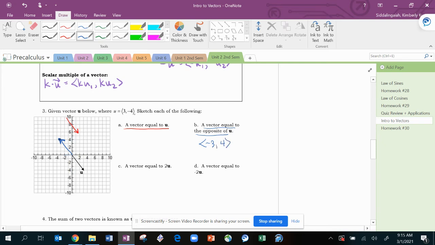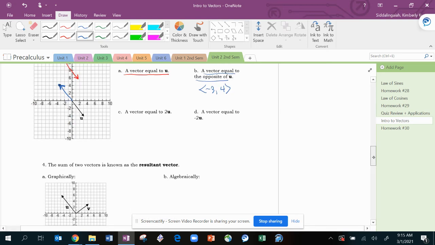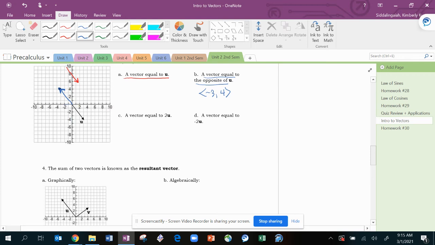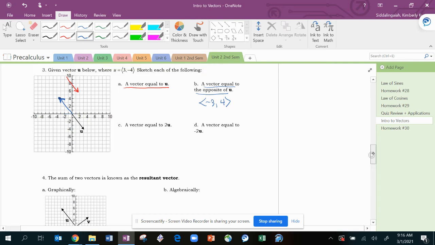Well, that's just taking that old vector u and multiplying it by a -1. So really opposite means points in the opposite direction. Okay, a vector equal to 2u. Okay, so I need 2u. So I really need to multiply by 2.